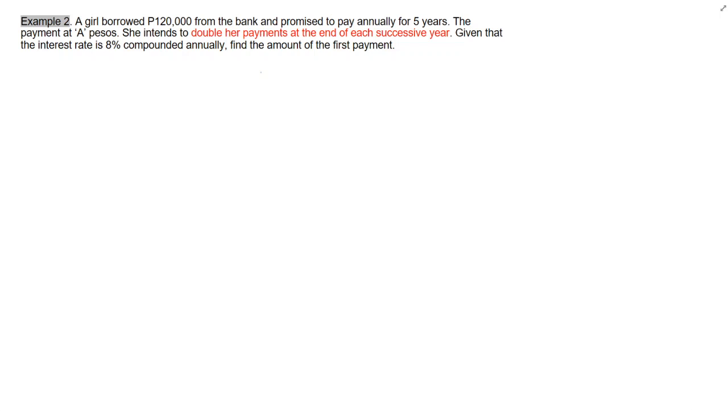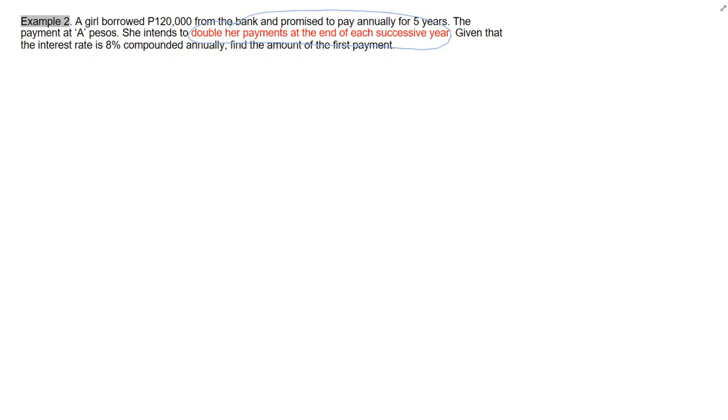Okay, so having this one, our last example: a girl borrowed 120,000 from the bank and promised to pay annually for 5 years. The payment is A pesos, that is the annuity. She intends to double her payment at the end of each successive year. So that is successive payments again. The clue here is double her payment, since doubled, that is already your x, that is plus 1, so that is 2 already. Okay, that is 1 plus 1, or equal to 2. Given that the interest rate is 8% compounded annually, your i there is already 8, and your m is equal to 1 already. Find the amount of the first payment.